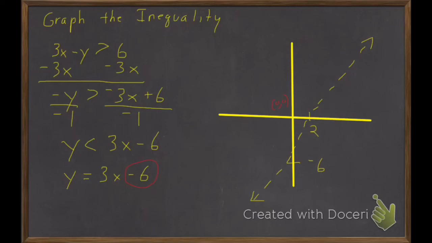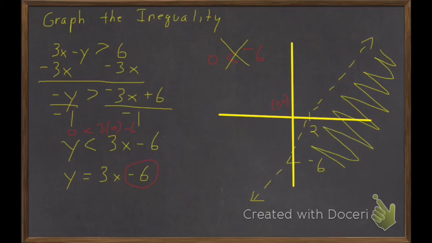Is 0 less than 3 times 0 minus 6? And we get, is 0 less than negative 6? Well, since that statement is false, we'll put X, we know that whatever is on the other side of the line is true. And that will be our solution. So therefore, we shade in the other side of the line.